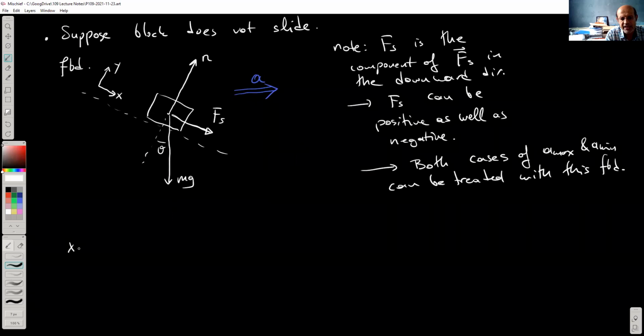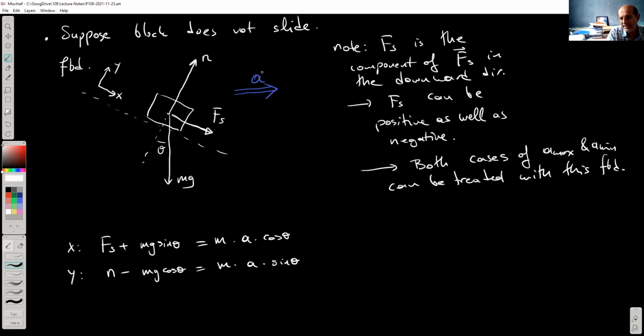So as a result, along the x direction, we have Fs plus mg times sine theta equal to mass times a times cosine theta. And along the y direction, we have N minus mg cosine theta equal to mass times acceleration times sine theta. Again, a is the component of the acceleration along that direction. Just keep in mind that this is the x component of the acceleration and that's the y component. I'm going to assume that a is known, so I'll just compute what Fs and N are.